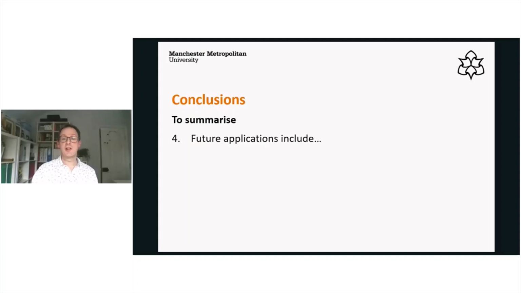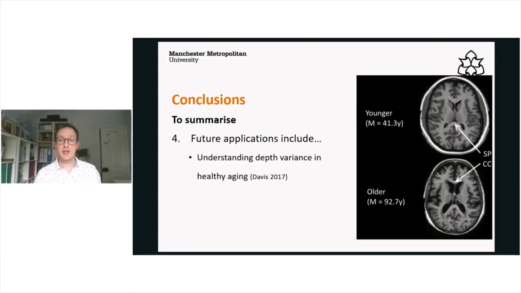Why are we bothering to do this? Well, so where could we go with this? In the analysis I've shown here, I've only taken people in the middle years of their lives, so 25 to 60 years old, where brain structure is relatively stable.